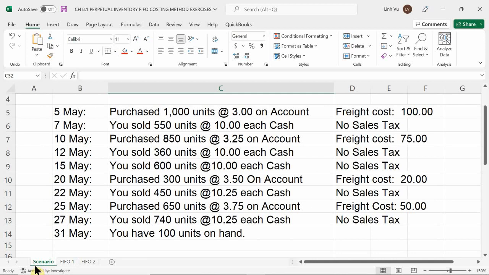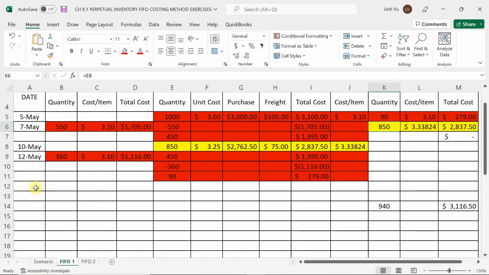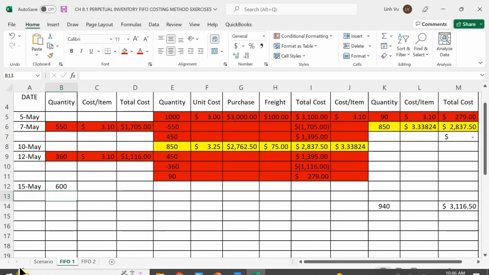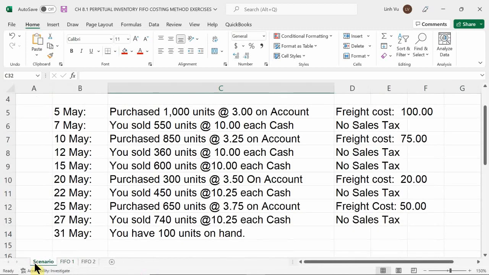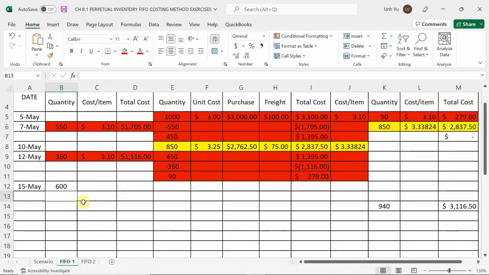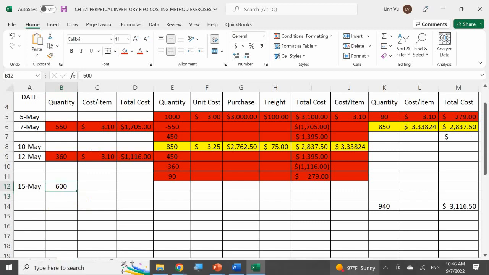May 15. You sold another 600 units. Okay? So in this case, May 15, we sold another 600 units. Okay? Now, let's see. Right now, I have 940 units. So yes, I do have enough to cover all 600 units. Now let's break it down. I have 2 batches of inventory. Does my red batch cover my 600 units? No, you're going to take the 90 units, the full amount.